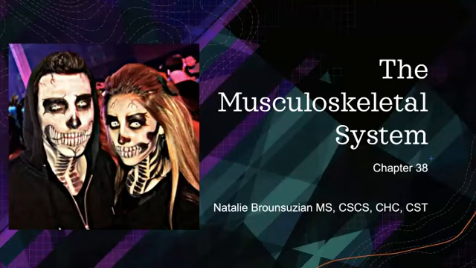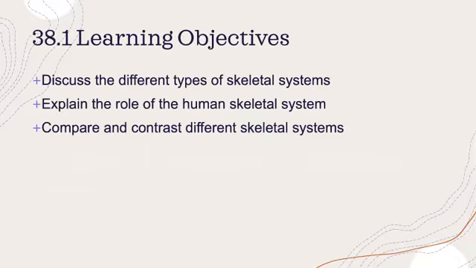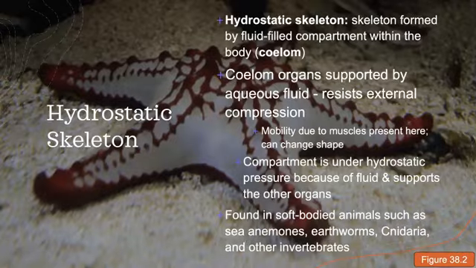Hello and welcome to this video lecture series on the musculoskeletal system, which covers chapter 38. We are going to cover section 1 in this video, which discusses the types of skeletal systems. Our learning objectives are to discuss the different types of skeletal systems, explain the role of the human skeletal system, and compare and contrast the different skeletal systems.